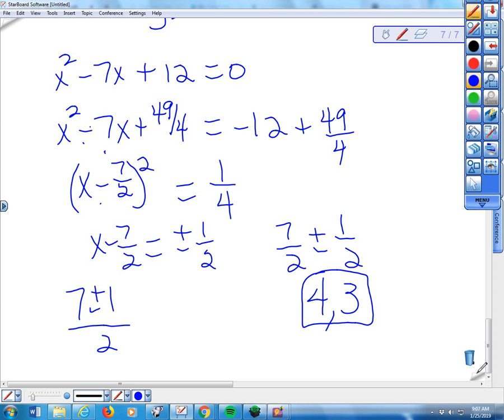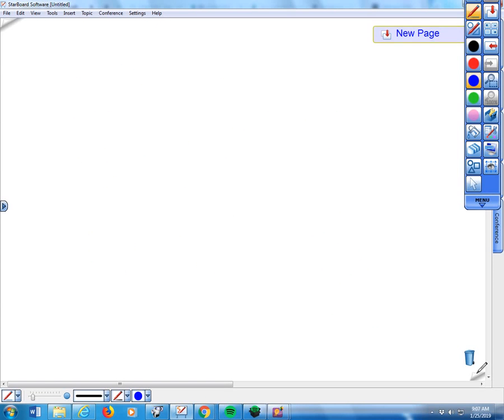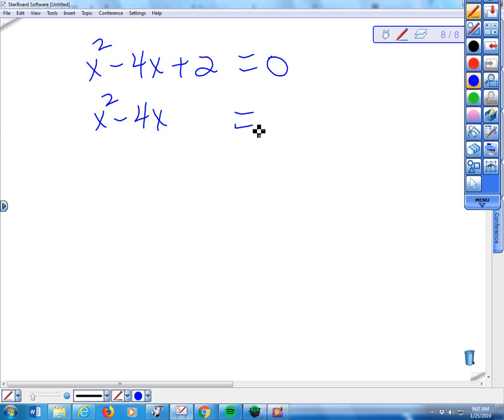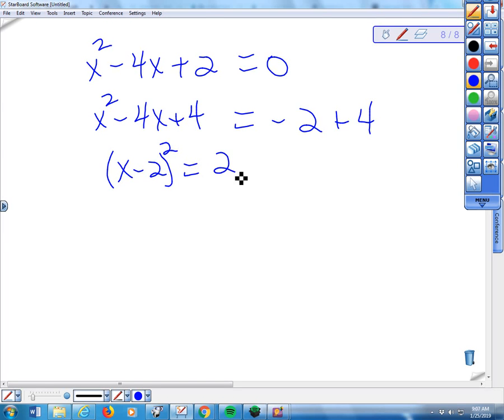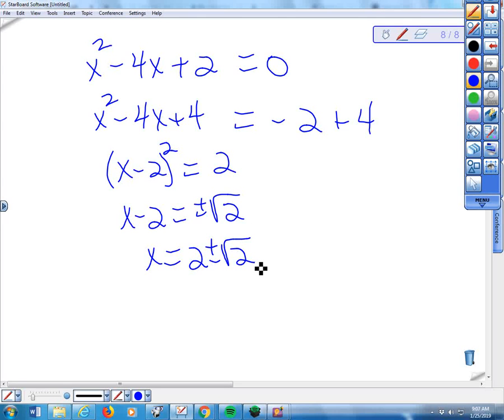Next one, complete the square. I didn't even give you ones with coefficients, so these should have been pretty easy. Subtract 2. Half of this is 2. 2 squared is 4. Must add it to the other side. This factors. Take the square root. Add 2. And now I can't simplify that. That's my answer.